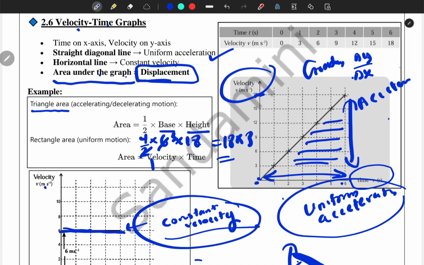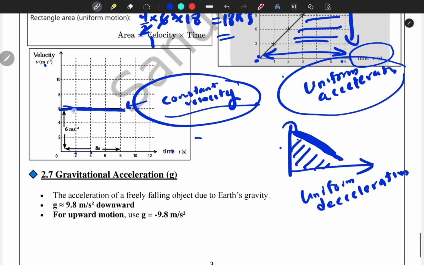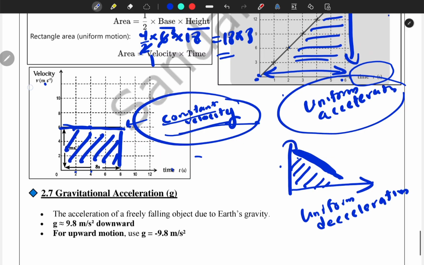Right? So here it is a rectangle. Let's think, sorry, there is a triangle. Let's think I need to take this area. If it is uniform velocity or constant velocity, and I take the area, then what comes is a rectangle. You know how to take the area of a rectangle.